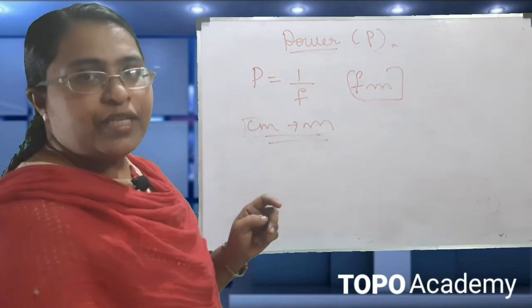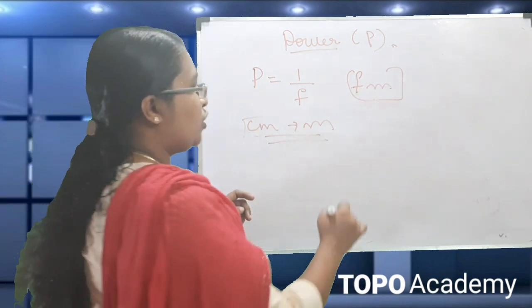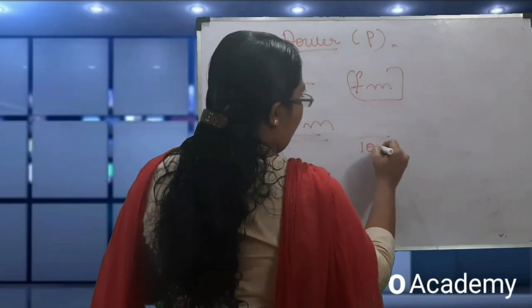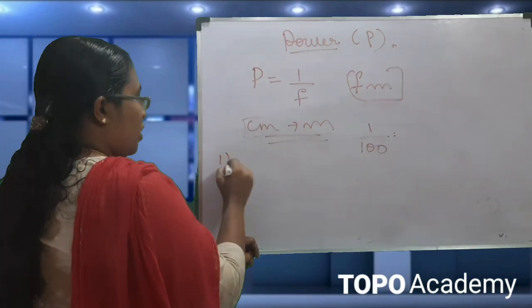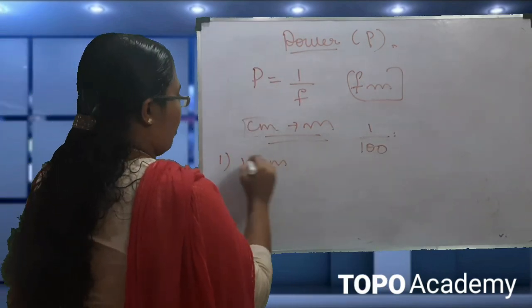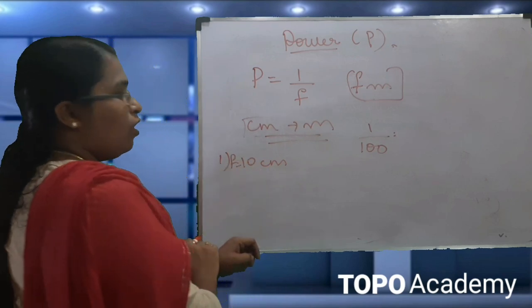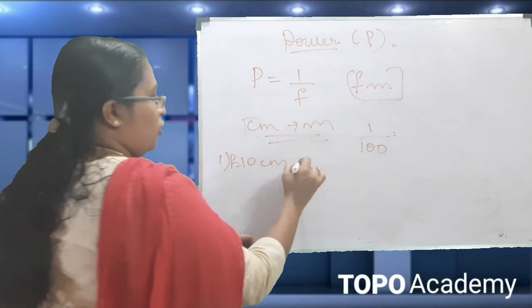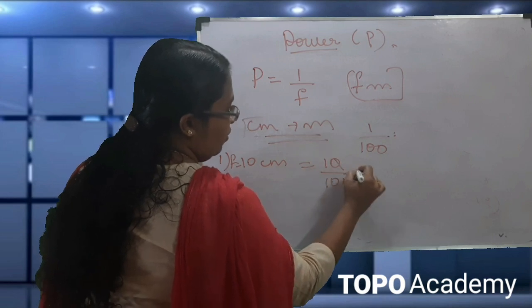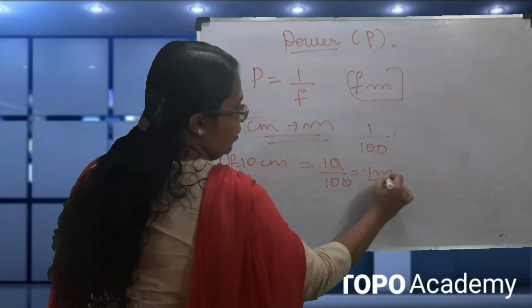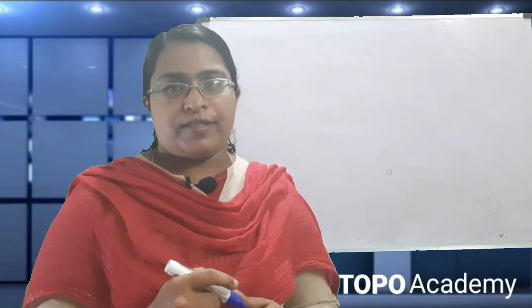And how can we convert centimeter to meter? We have to divide by 100. For example, I will say the focal length is equal to 10 centimeter. How can we convert into meter? It is 10 divided by 100. That is 0.1 meter.